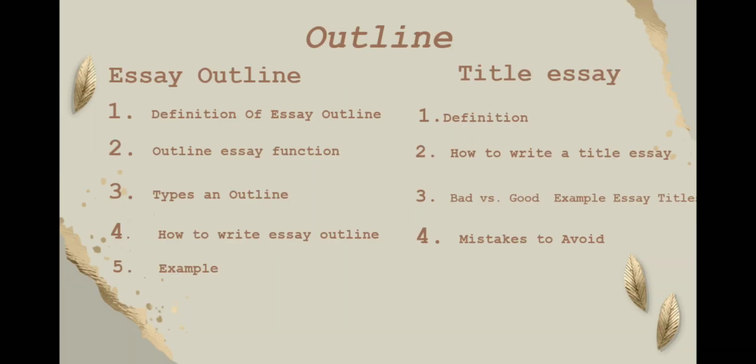Okay, in this outline we have two materials. Number 1 is essay outline, and next is title essay. Essay outline: number 1 is definition of essay outline, number 2 outline essay function, number 3 is types of outline, number 4 how to write essay outline, number 5 example. For the title essay: number 1 definition, number 2 how to write a title essay, number 3 bad versus good example essay titles, and number 4 is mistakes to avoid.